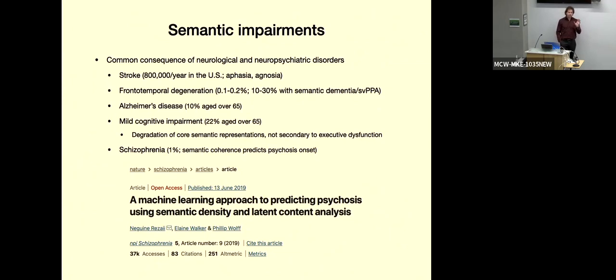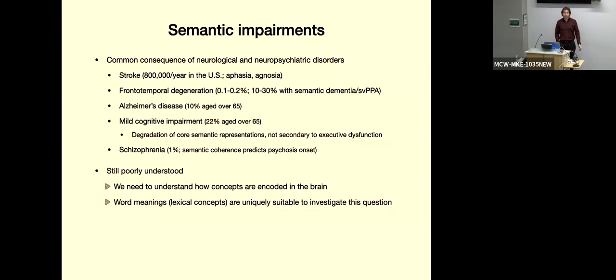looking at people like teenagers who have never had a psychotic episode, so they're just at high risk for schizophrenia due to their genetic, their familial relationships. And the semantic content of their speech predicts whether the person will progress to schizophrenia with full-blown psychosis or not, with over 80% accuracy. So there's something really interesting about that.